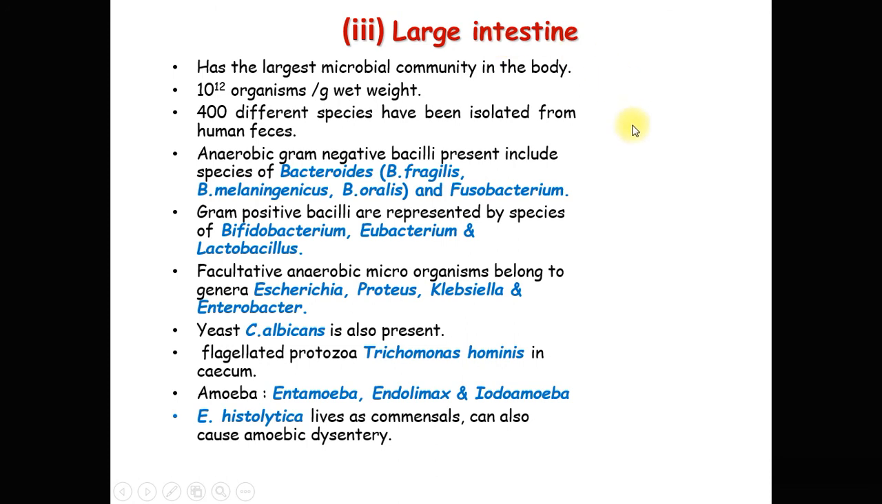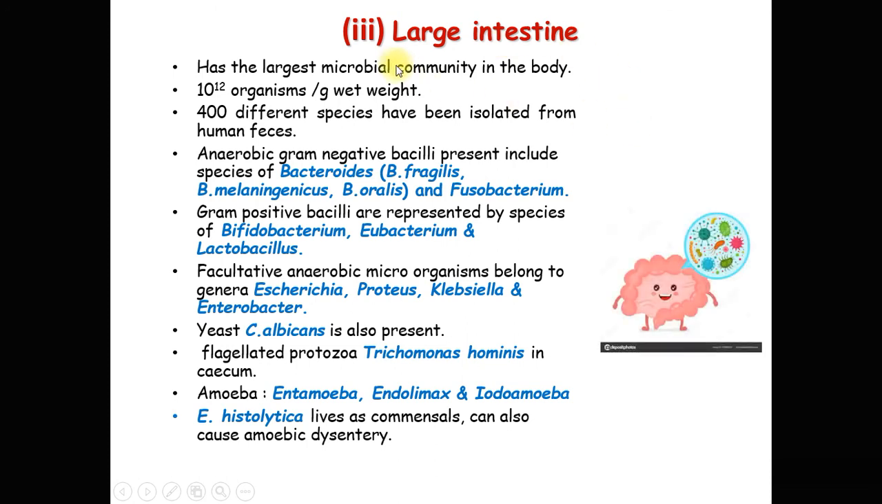The flora of the large intestine. This has the largest microbial community in the human body. The number is large, as well as the diversity. In the fecal matter present in the large intestine, 1 gram of fecal matter may have 10 to the power 12 organisms. And these organisms belong to 400 different species.